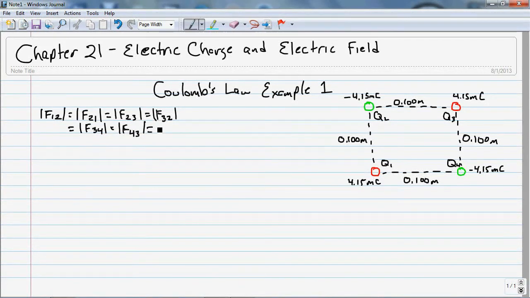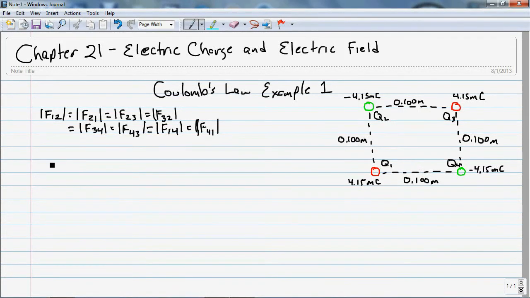And then the last two, the magnitude of the force on charge 1 due to charge 4, and the opposite, the magnitude of the force on charge 4 due to charge 1. So all those magnitudes are equal. And that's just the charges on the outer perimeter, how they're affecting each other.